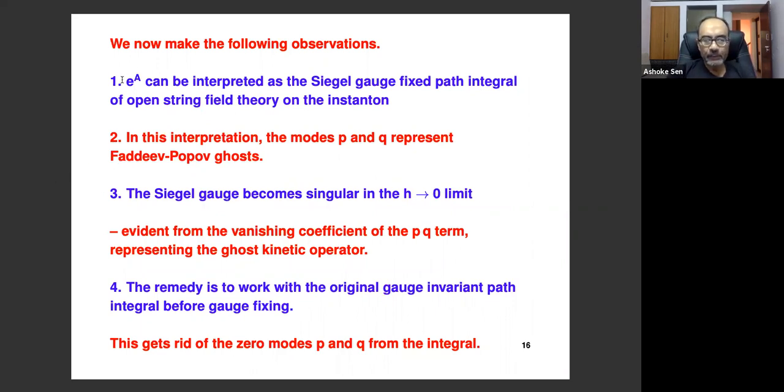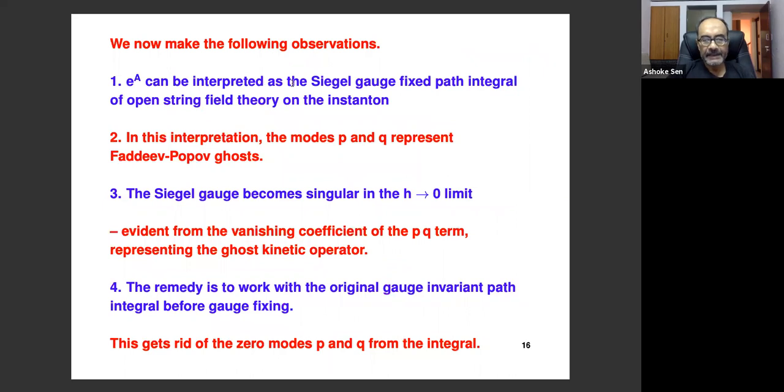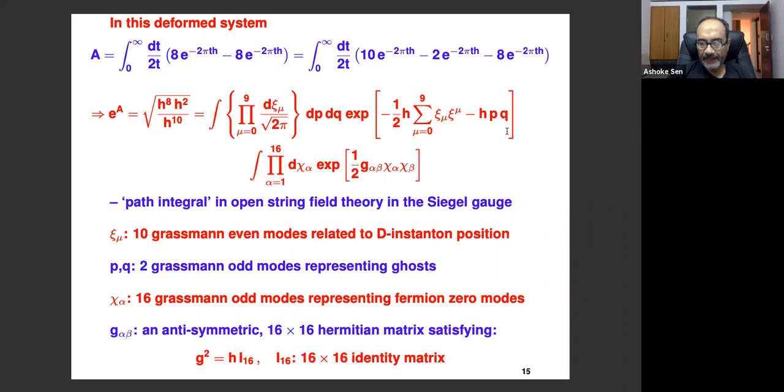First observation is that this expression that we showed can be interpreted as a Siegel gauge fixed path integral of open string field theory on the instanton. In this interpretation, the modes P and Q represent Faddeev-Popov ghosts. Now, the Siegel gauge actually becomes singular in the h goes to 0 limit. That's obvious if you look at the kinetic term for the ghosts, because in the h goes to 0 limit, the ghost kinetic term vanishes.